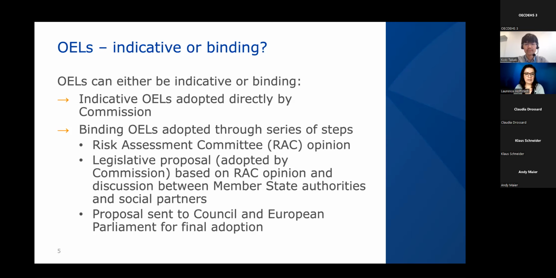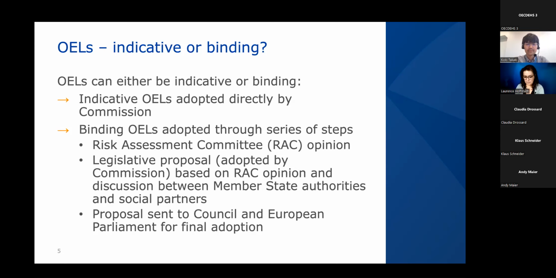Still, both rely on the scientific assessment. In the case of indicative OELs, they are adopted directly by the European Commission, while the binding OELs are adopted through a series of steps, starting from the opinion from ECHA's Risk Assessment Committee. Based on this opinion, the Commission adopts a legislative proposal, which is also discussed with member state authorities and social partners. And this proposal is sent to the Council and European Parliament for final adoption.